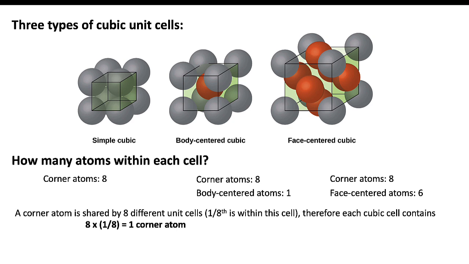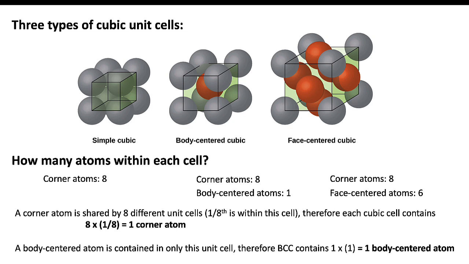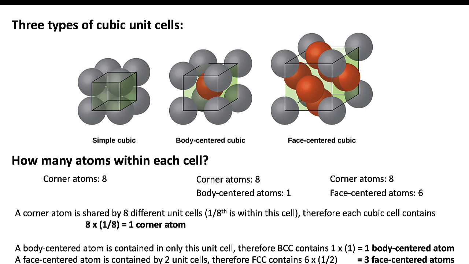And to be clear about that, there are 4 on the bottom plane, and 4 on the top plane, and then this sphere sits at the nexus of all of those for each of the corner atoms, and therefore just 1/8 is within this unit cell. Body-centered atom, that whole atom is part of the body-centered cubic cell, and so there's 1 body-centered atom in the body-centered cubic cell. A face-centered atom is contained by 2 unit cells, but there are 6 of them, and therefore there are 3 face-centered atoms that are part of the face-centered cubic cell.